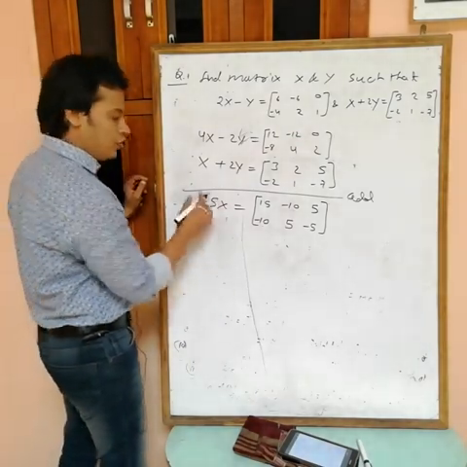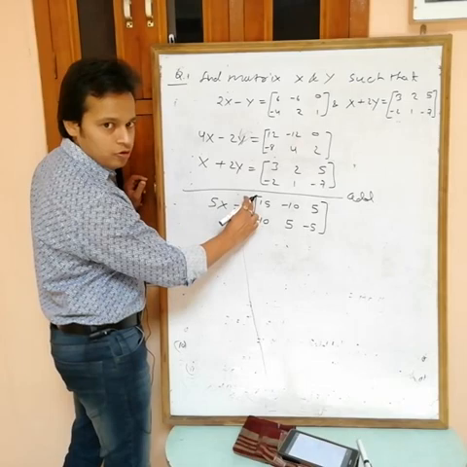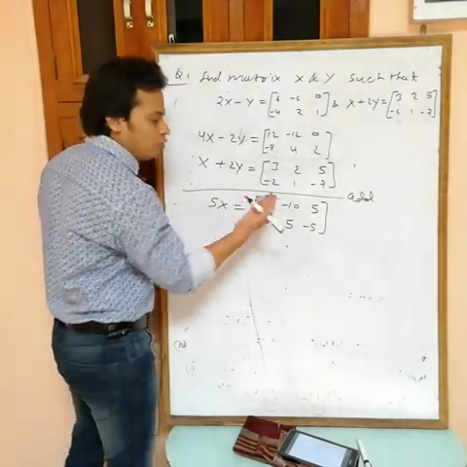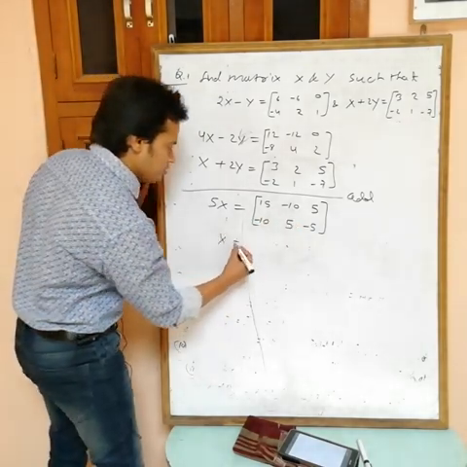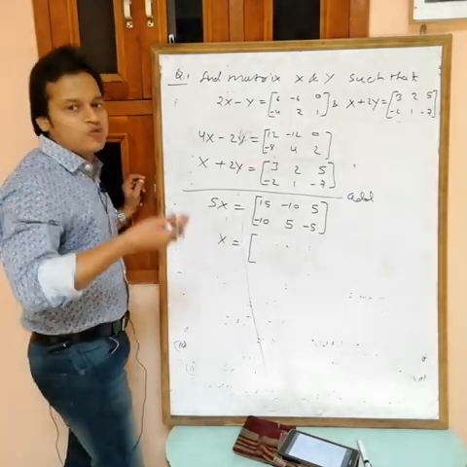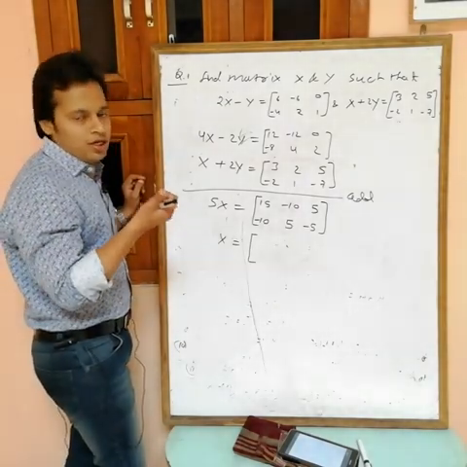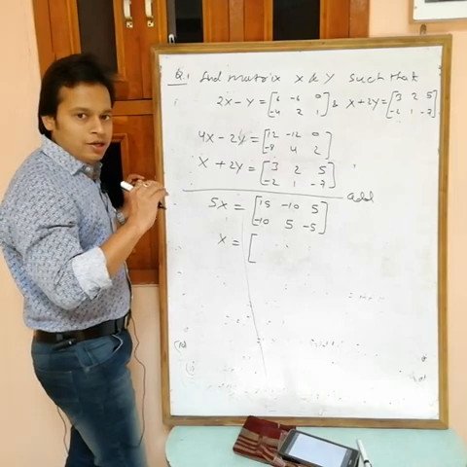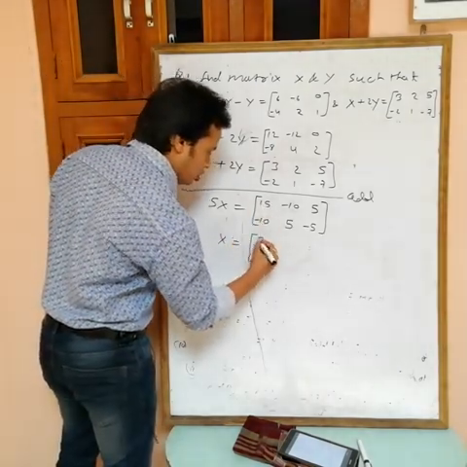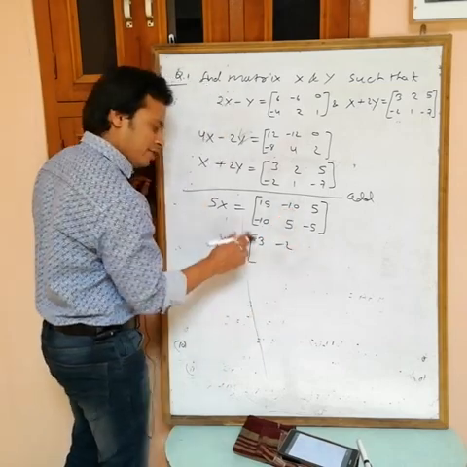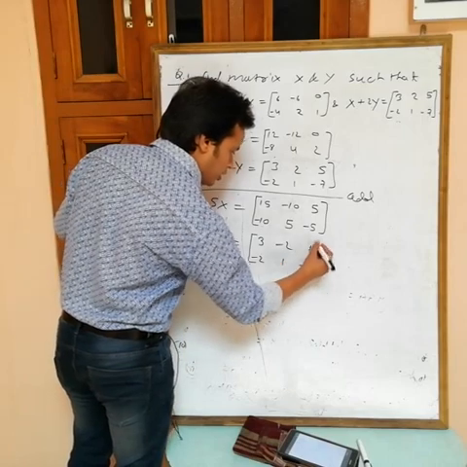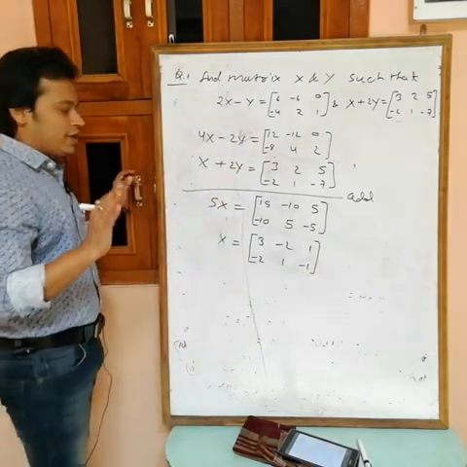Okay, now we want the value of X, so divide by 5. If you divide by 5, here we are getting 1 by 5 outside, then multiply with every element. If you are dividing any matrix by a constant, then we have to divide every element by that constant. Okay na? So 15 by 5 is 3, minus 2. We are dividing by 5 na? And 1, minus 2, 1 and minus 1. Okay, so this is the matrix X.